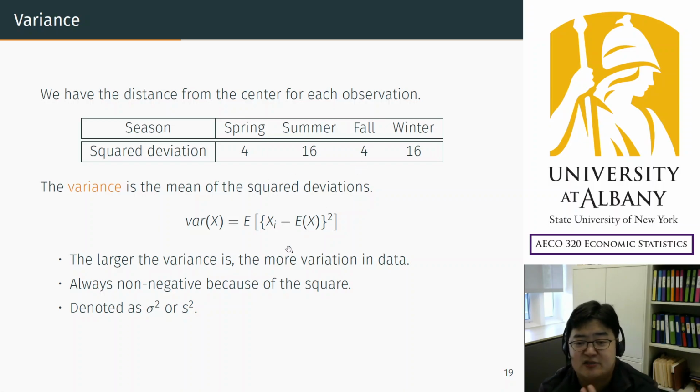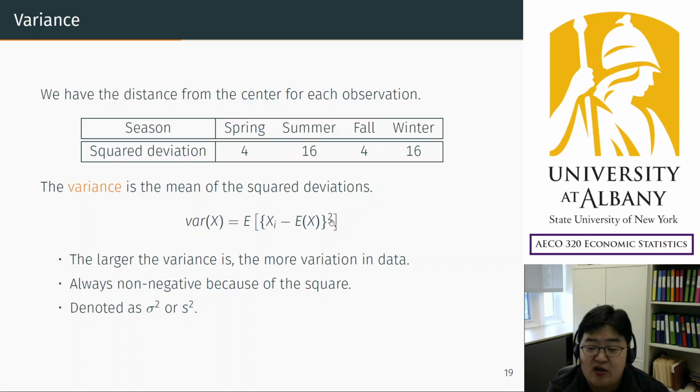And as I explained, if you interpret the squared deviation as a distance, then you may interpret this as a kind of average distance, the average distance of observations from the mean, right? So the larger the variance is, the longer the distance from the center, so the more variation in the data, right? The data are more spread away from the mean.